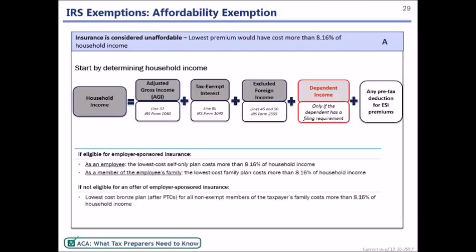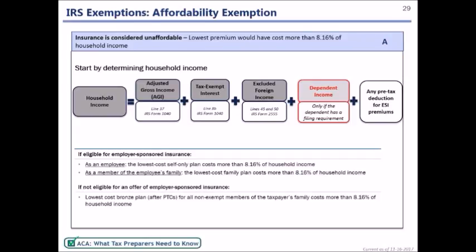So the basics of the exemption is that we're looking at the cost of the lowest premium, and we're asking whether it costs more than 8.16% of household income. Household income is going to be a pretty standard formula: AGI plus tax-exempt interest plus excluded foreign income plus dependent income only if the dependent has a filing requirement, plus any pre-tax deduction for employer-sponsored insurance premiums.